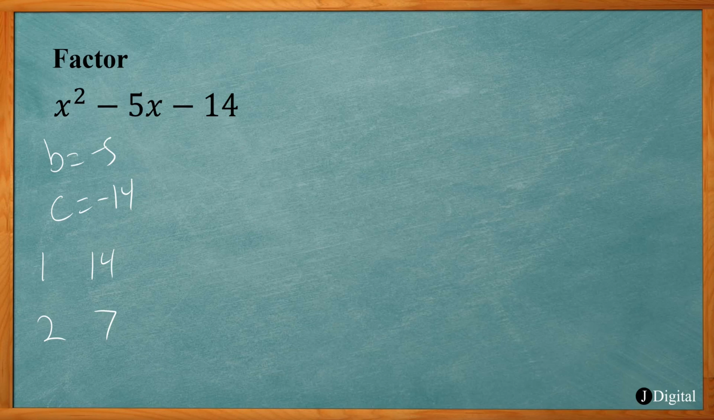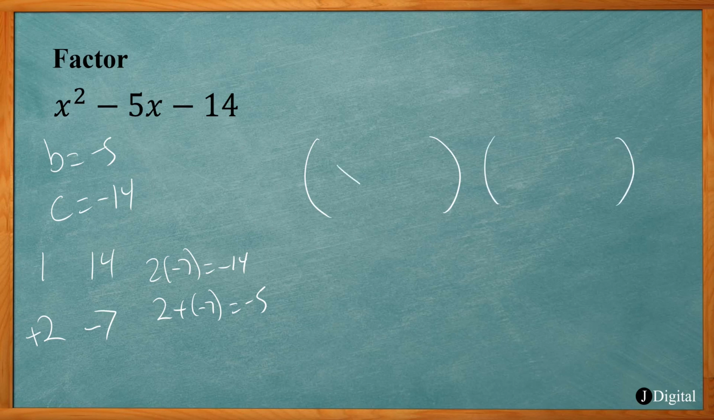Okay, so we got 5 apart. That needs to be 2 and 7 would be the right numbers here. Our 7 needs to be negative, and our 2 positive. And 2 times negative 7 gives us a negative 14. And 2 plus a negative 7 gives us negative 5. Then do your two sets of parentheses. We got x and x, plus 2 and minus 7.